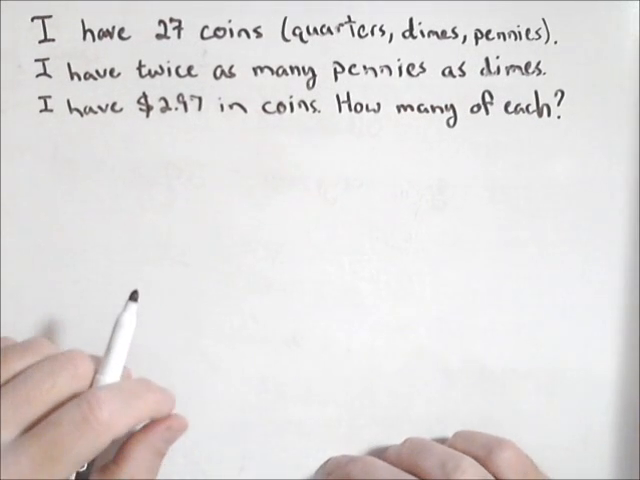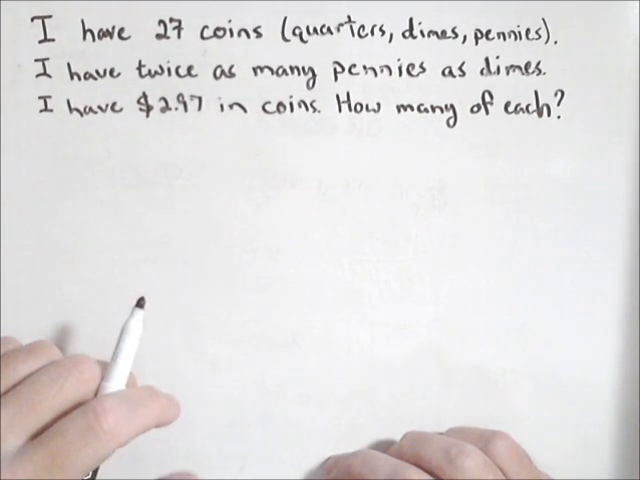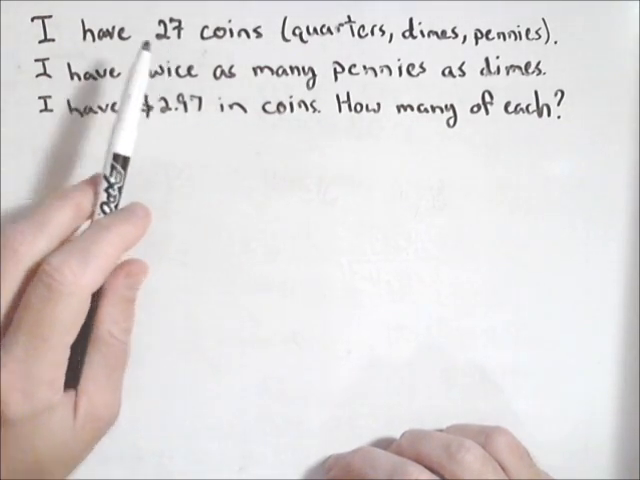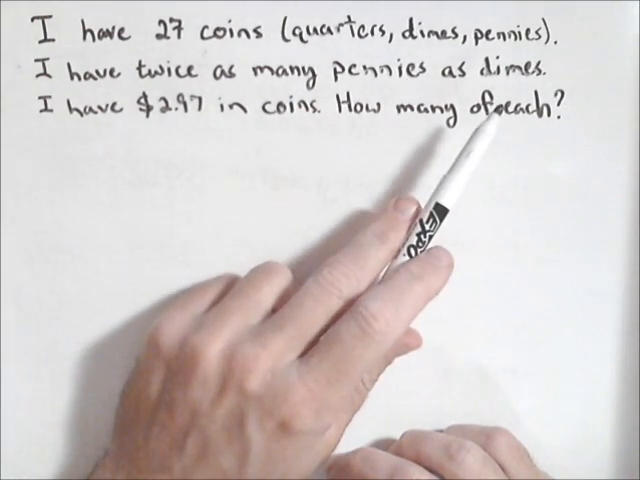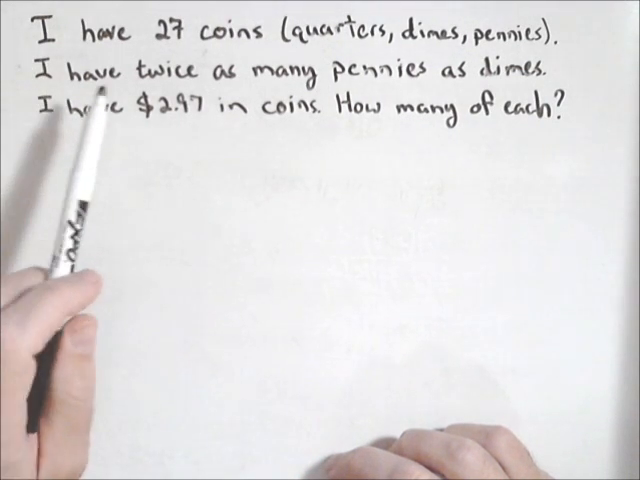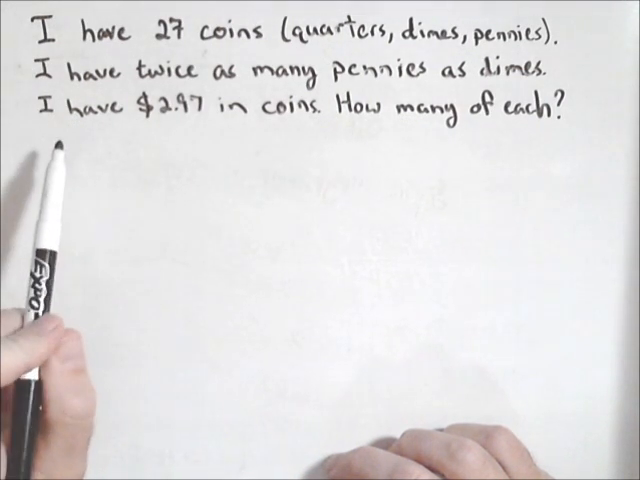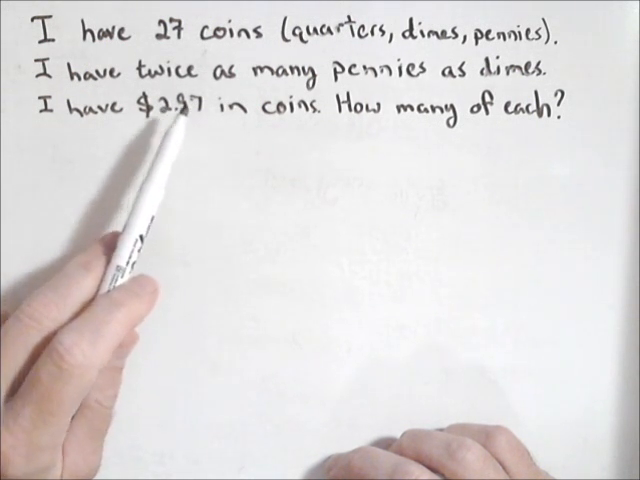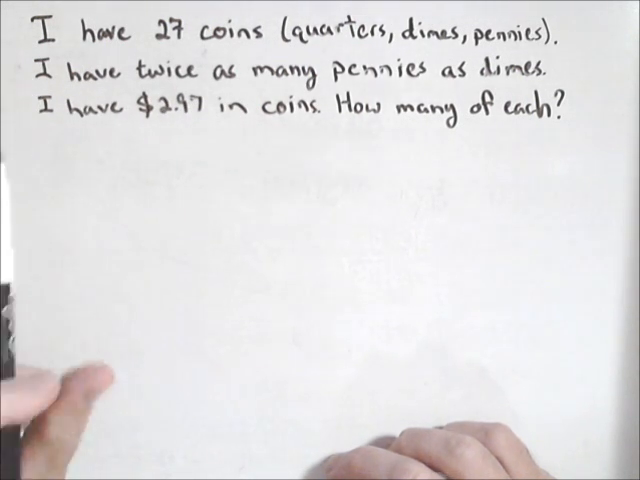So here we're going to deal with a standard systems of equations problem. In this one, we have 27 coins. All of them are either quarters, dimes, or pennies. I have twice as many pennies as I do dimes, and I have 297 total in coins. So I want to find out how many of each.